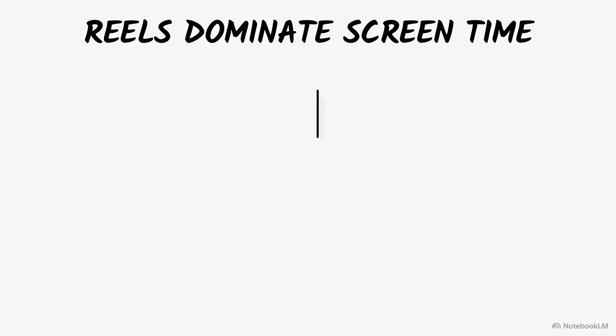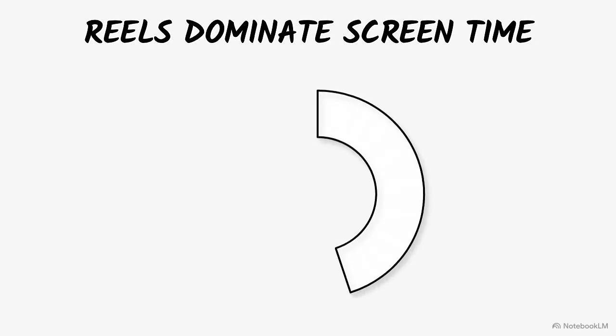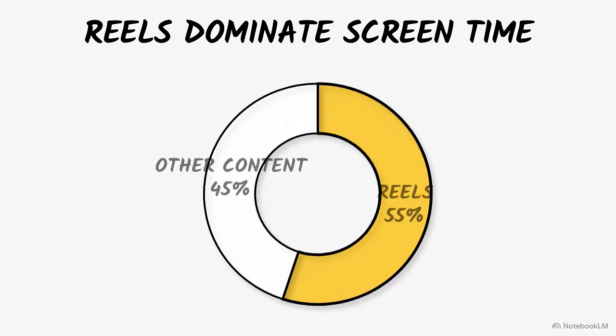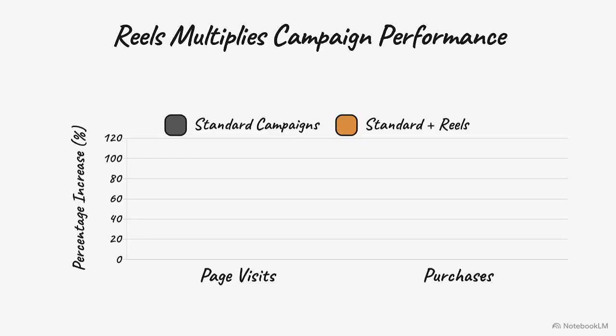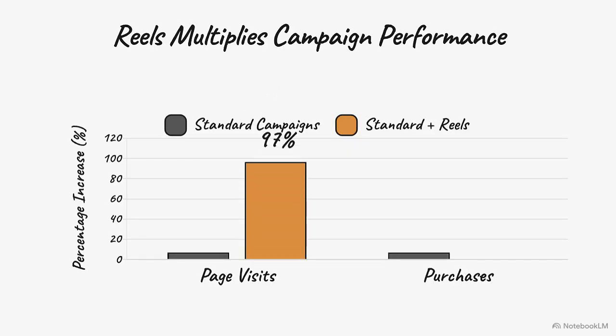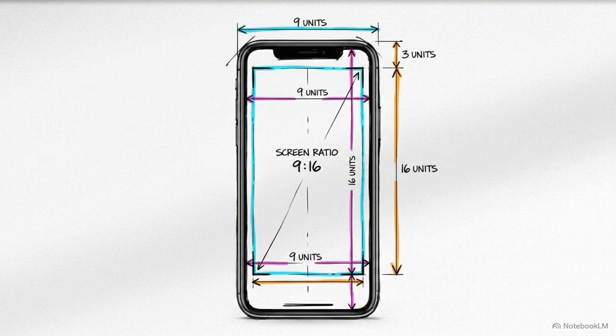This is where the attention is moving. Users now spend more than half of their time on Instagram watching Reels. This diagram compares standard campaigns against those that include Reels. Adding the placement increased page visits by 97% and purchases by 90%. Realizing these gains requires planning for the unique requirements of the vertical first feed.